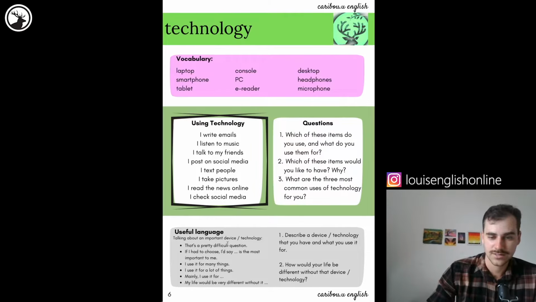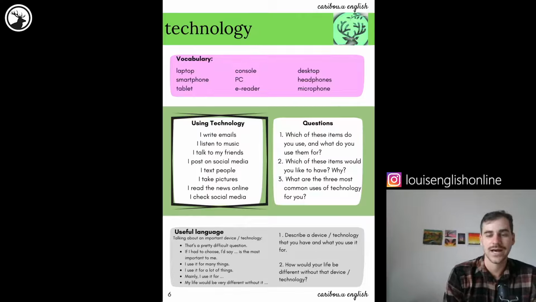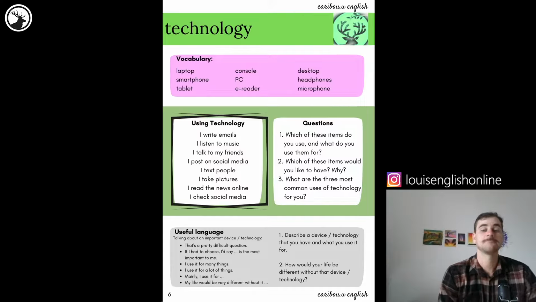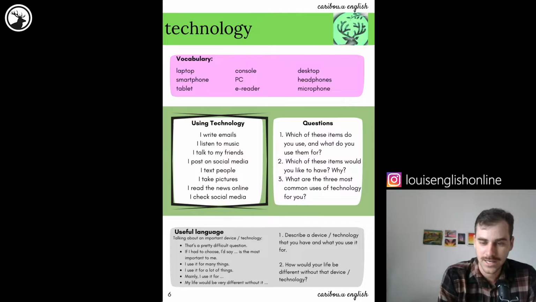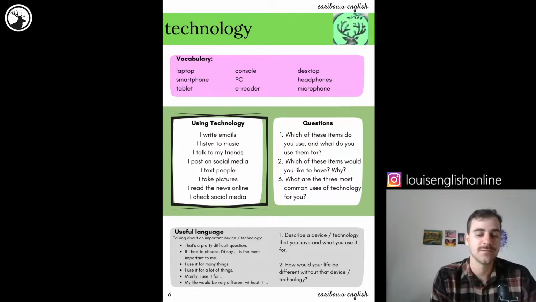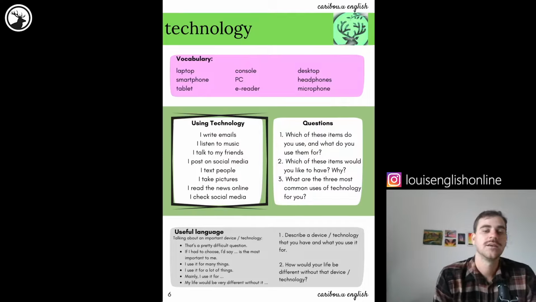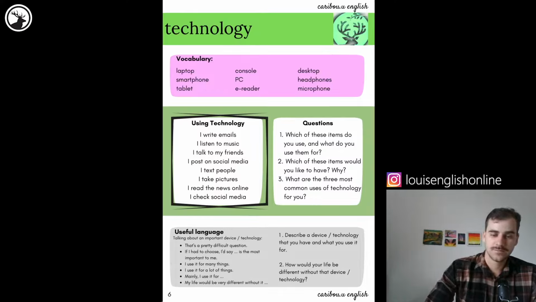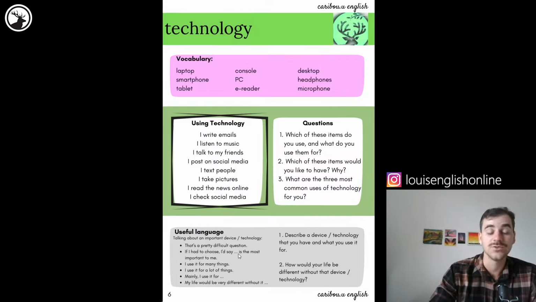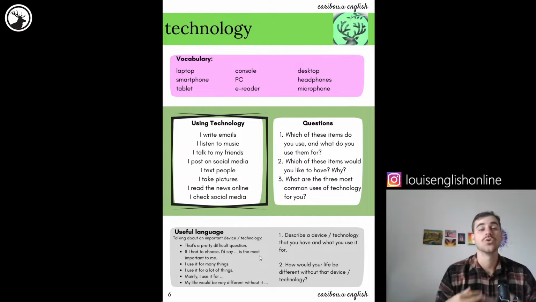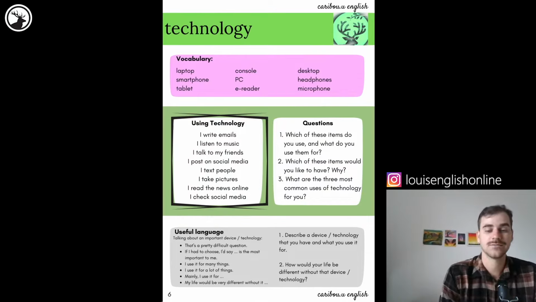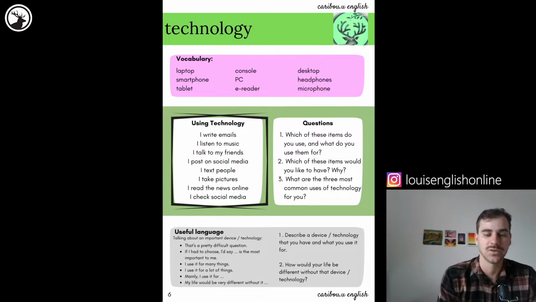So down here, it's a little bit of a longer question. 2 parts. Describe a device that you have and what you use it for. And how would your life be different without that device? So what you need to do is use all of these sentences. And when you see 3 dots, that means you need to add your own ideas. So I'll give you an example.